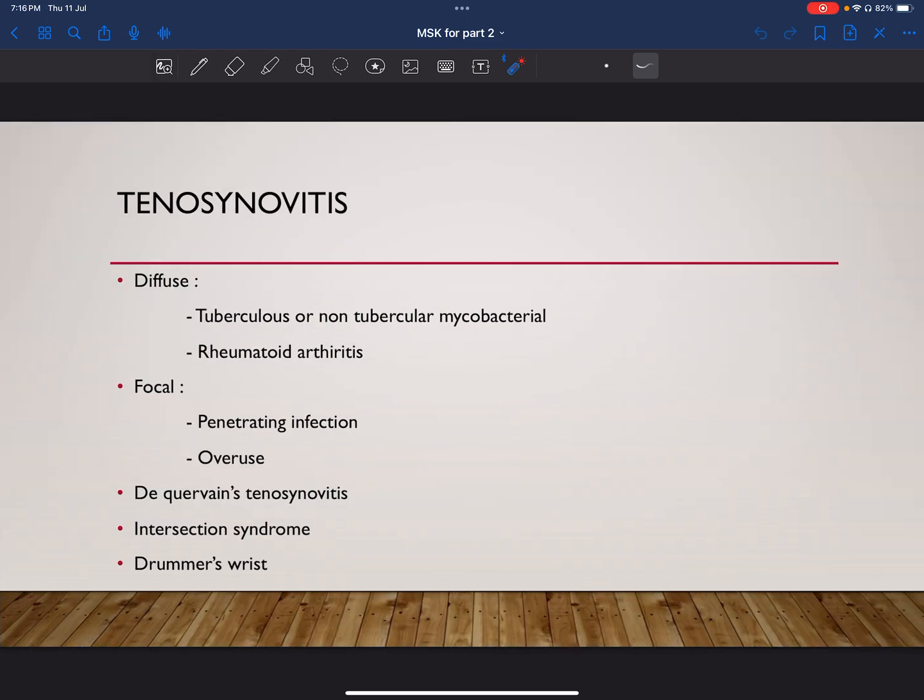Then we have tenosynovitis. So tenosynovitis can be diffuse or focal. Diffuse can be infective or non-infective. Infective is tubercular or non-tubercular mycobacterial, and the other is rheumatoid arthritis. Focal can be either due to penetrating infection or overuse. The others we are going to see are de Quervain tenosynovitis, intersection syndrome, and trigger finger. So we are going to cover each of them now.